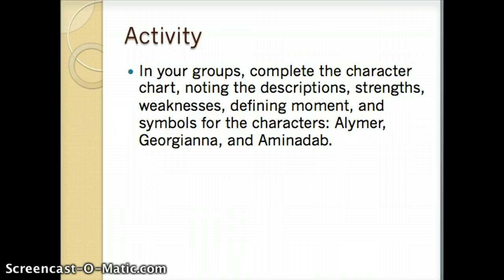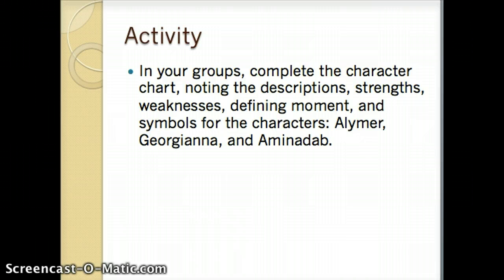So once you've read the story, you can also participate in your groups by completing the character chart template in your note-taking section for the wiki pages, and again contribute to these wiki pages and get some marks and interact with your classmates this way. So what I'm asking you to do is to complete the wiki page by adding information about each of the main characters. So look for the physical descriptions of each of the characters: Aylmer, Georgiana, and Aminadab. Look for some of their strengths and weaknesses. So what are their virtues? What are their flaws?